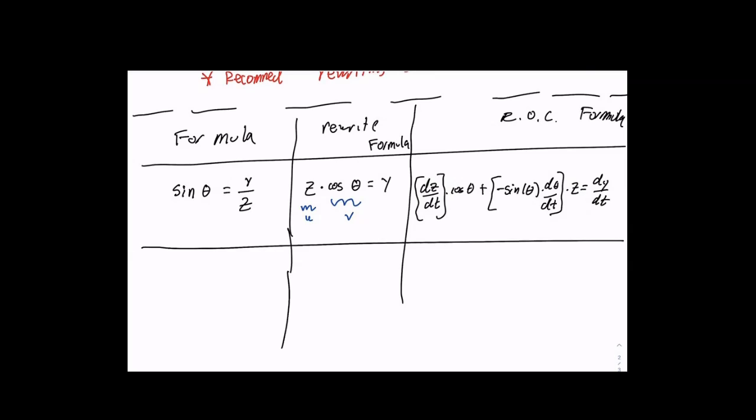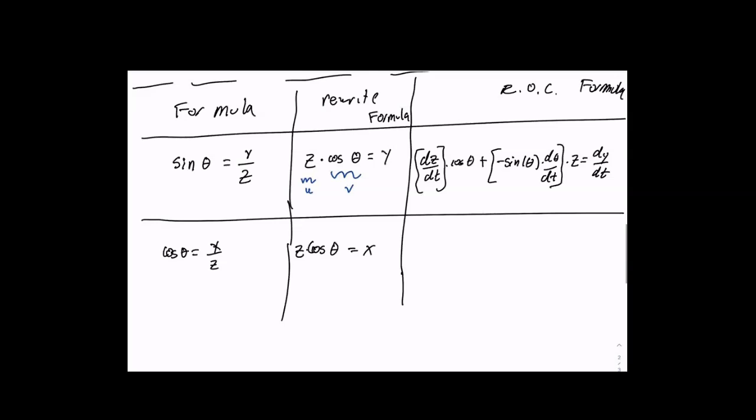All right, next one. Cosine of theta equals x over z. When I want to do this problem, I want to rewrite it. So when I rewrite it, I get z times cosine theta equals x, and for the most part, it becomes much the same.